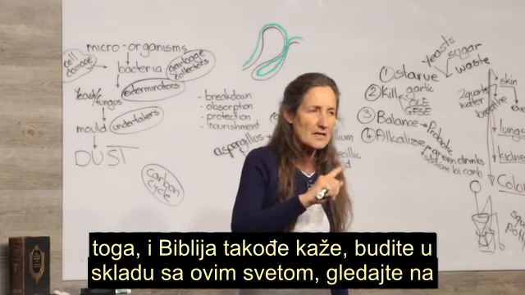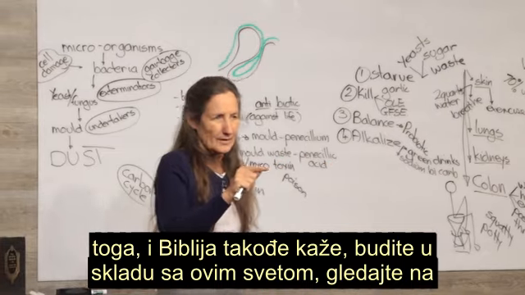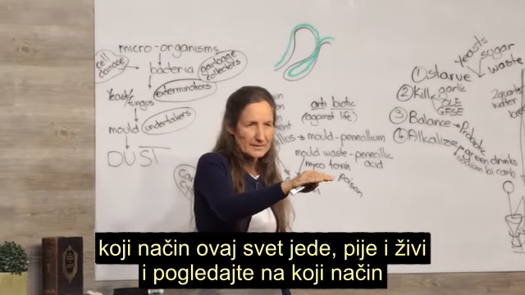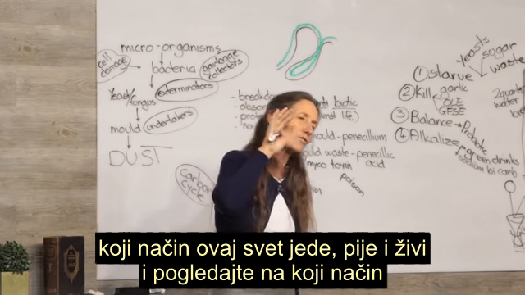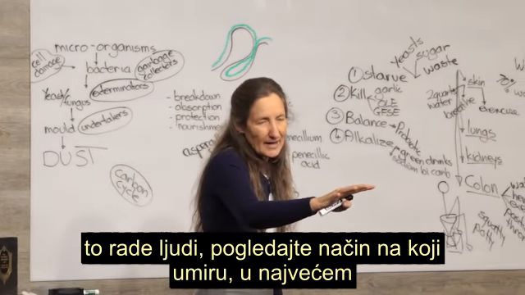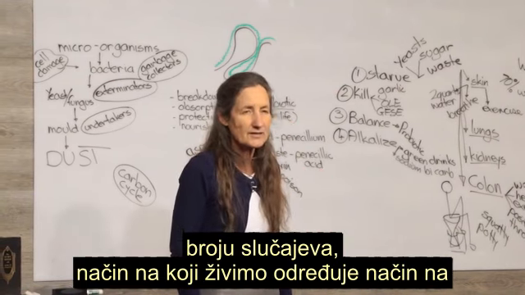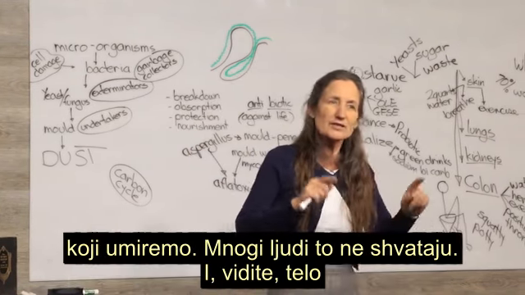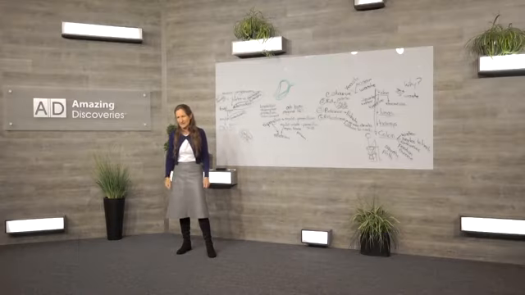And then the Bible says, and be not conformed to this world. Have a look at the way this world eats and drinks and lives, and then have a look at the way the people that do that die. Not in every case, but in the majority of cases, the way we live determines the way we die. Most people don't realize that.